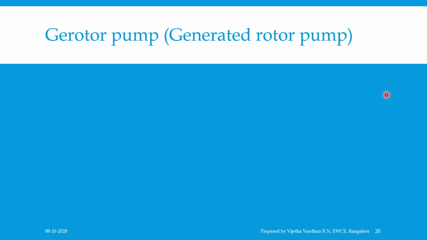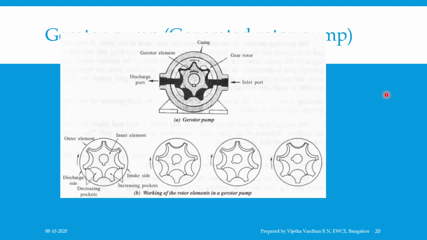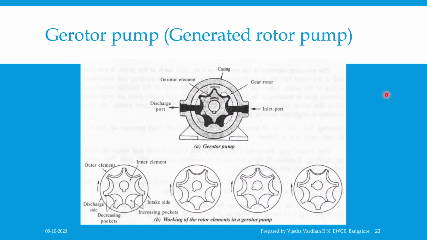Then coming to the Gerotor pump, which is also called the generated rotor pump. Now, one of the most common types of internal gear pump is called the Gerotor pump. Now, in the figure you can see, a Gerotor pump combines the features of an internal gear pump without the crescent seal as discussed in the previous case.